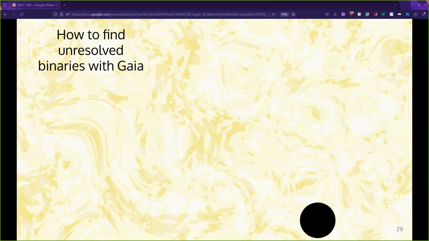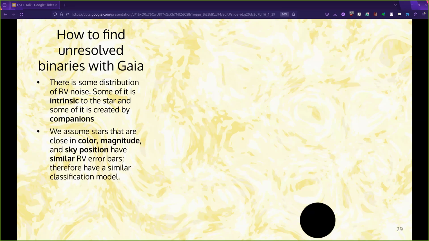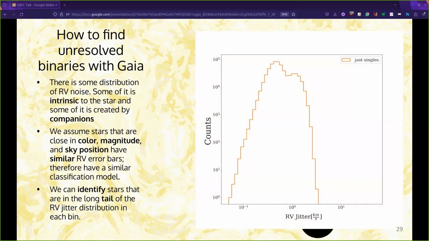And so you can actually take that information to see if a star is a binary. As far as how you do that, you start with a statement that there is some distribution of stellar RV noise. Some of it is intrinsic, some of it comes from your measurement, and some amount of it is due to companions. Now, if we assume that the intrinsic noise is just noise, it could be normally distributed. We also assume that stars that are close in color and magnitude, and position, have similar RV error bars. That isn't strictly true, obviously. There would be any number of things wrong with that statement, but this ends up really being some sort of outlier statistic. And so it's true enough for a normal main sequence star in the absence of some systematic.